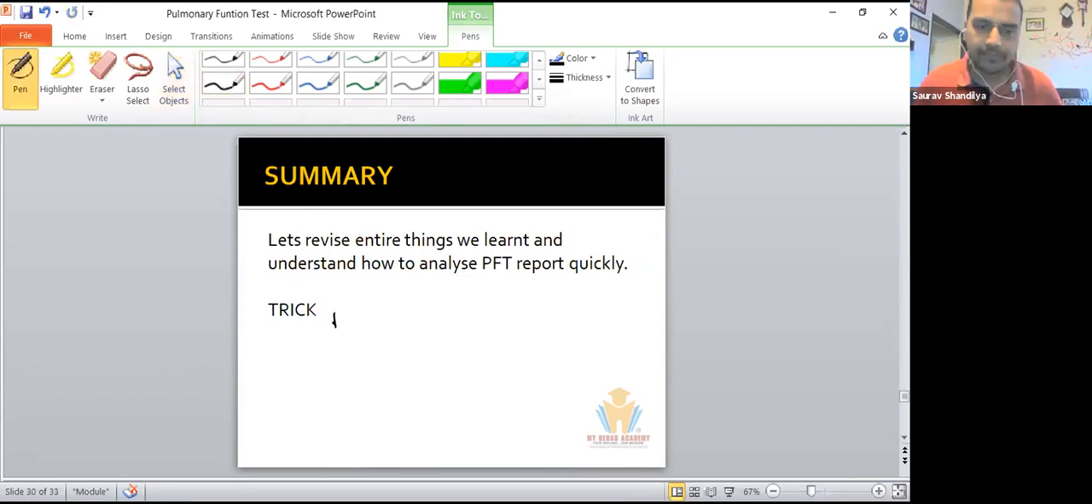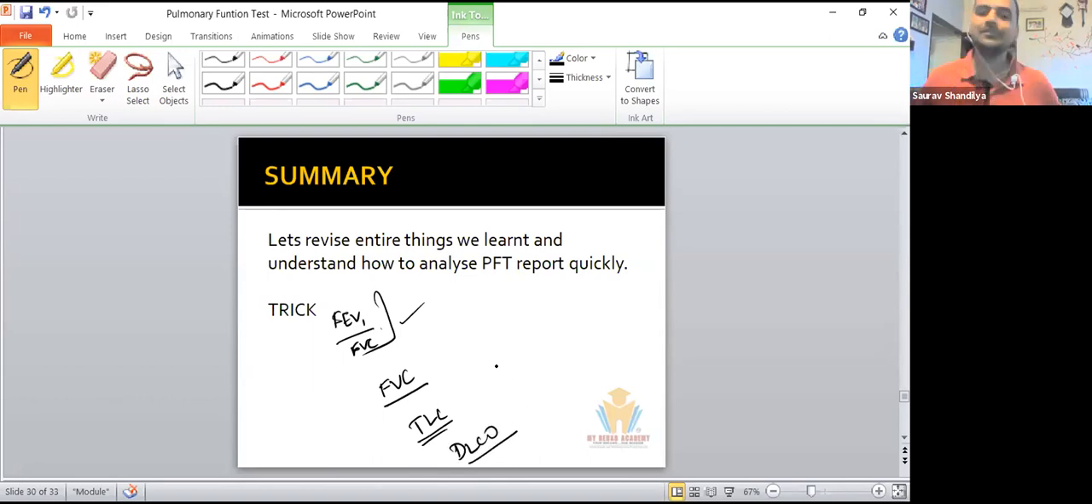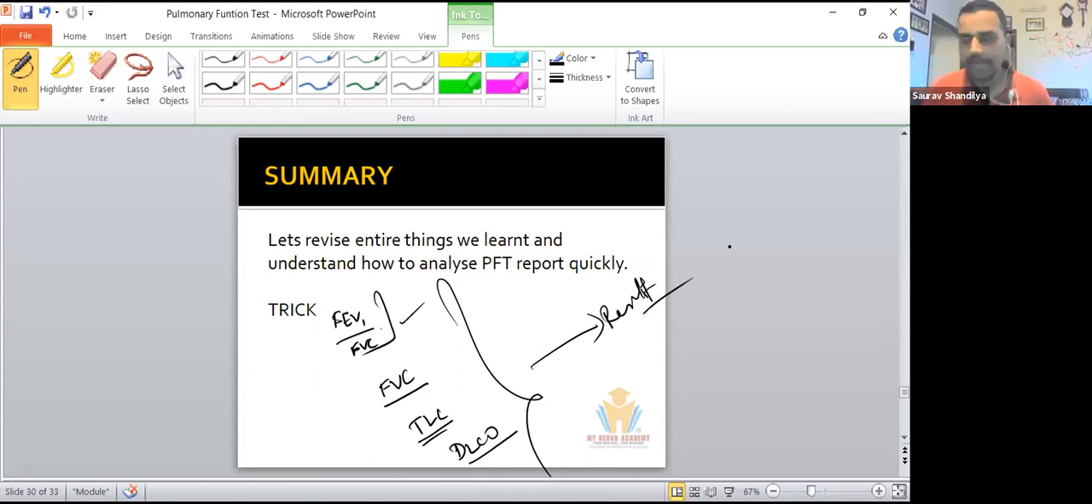See the first part, FEV1 to FVC ratio. First see this. After that, see whether FVC is increased or decreased, then you check TLC. Very simple. Then you check DLCO. This will tell you the result. Very, very simple. You don't have to do anything else.